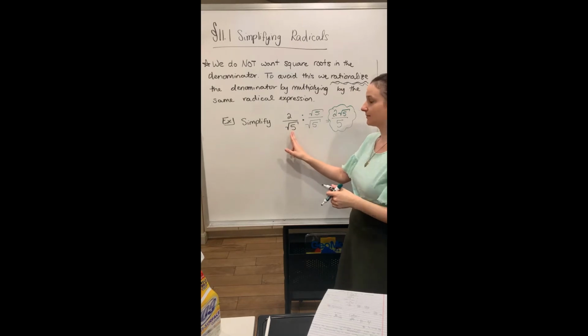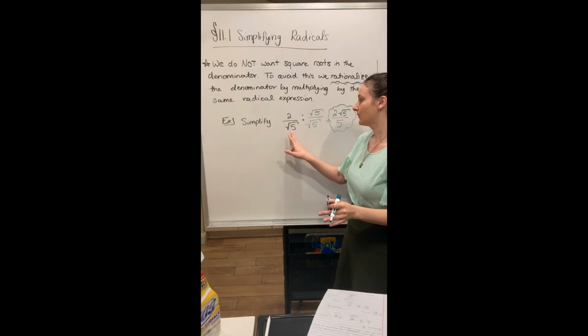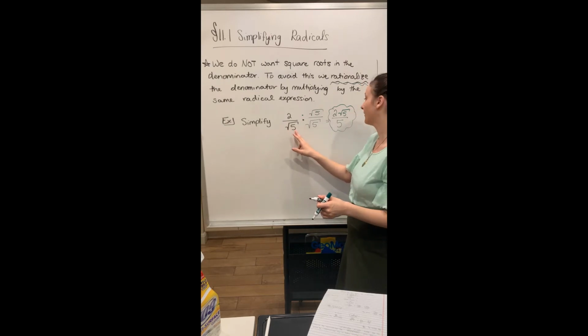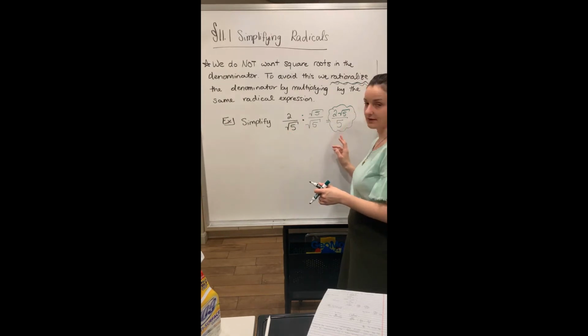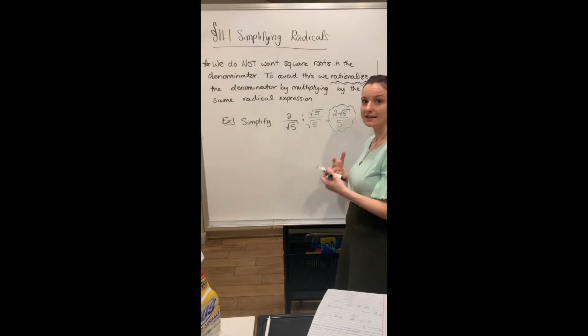The 2 divided by the square root of 5 is not simplified because there's a radical symbol in the denominator. However, 2 square roots of 5 divided by a positive 5 is in simplest form. Okay.